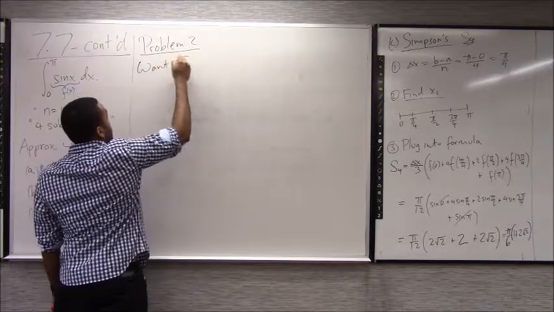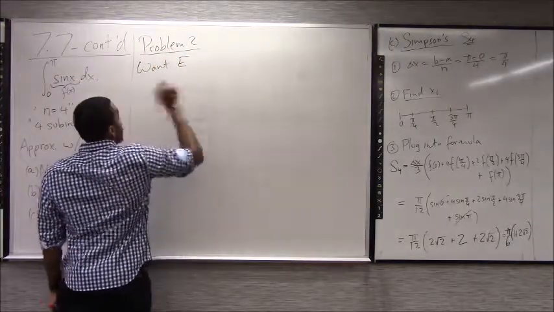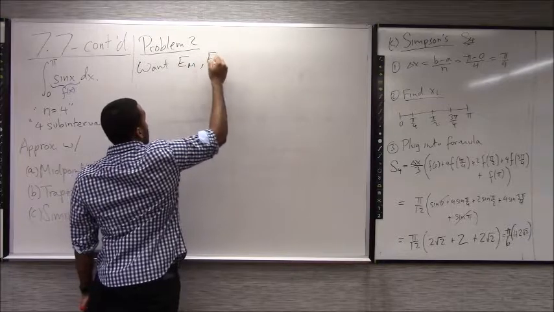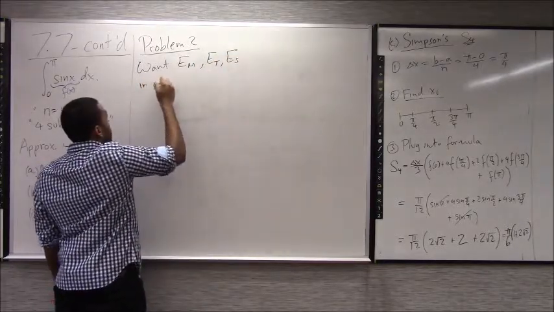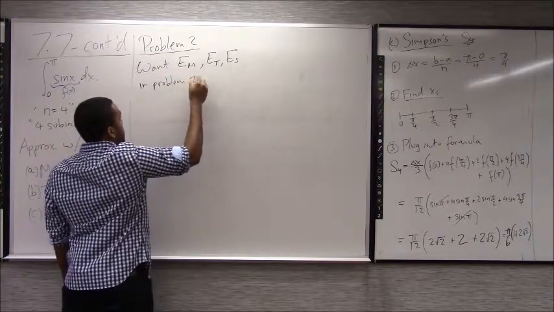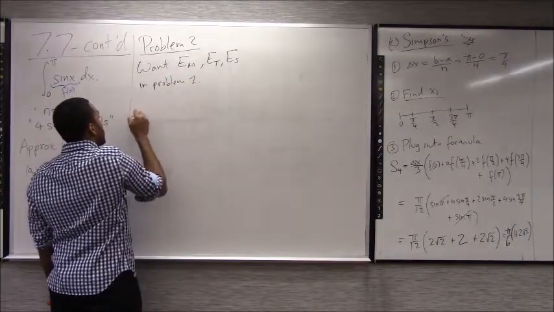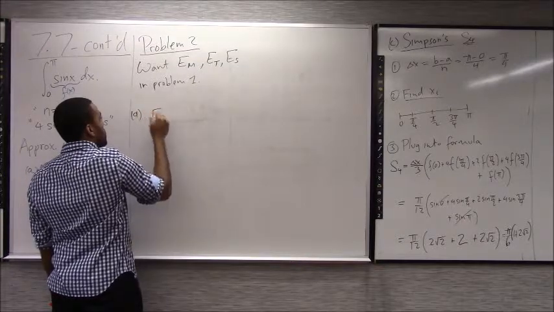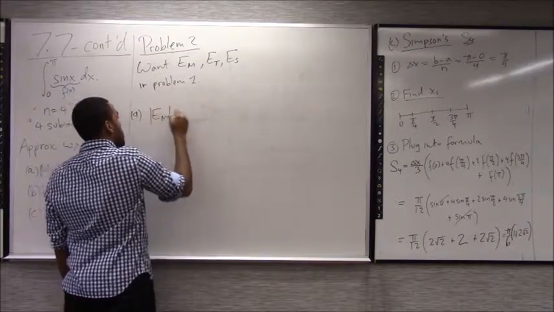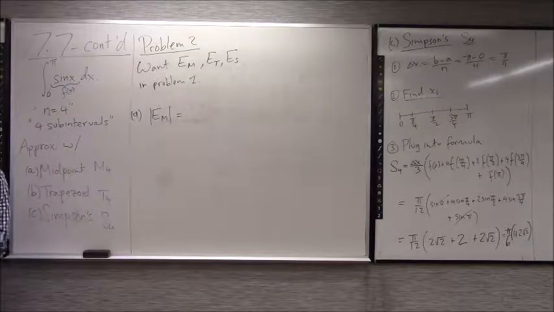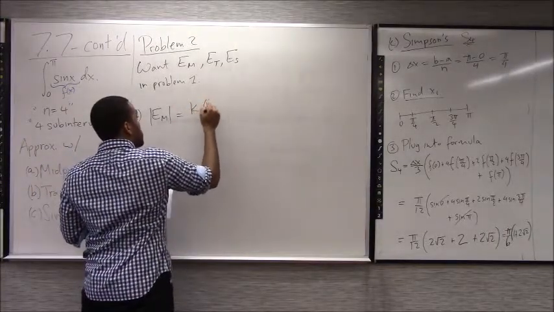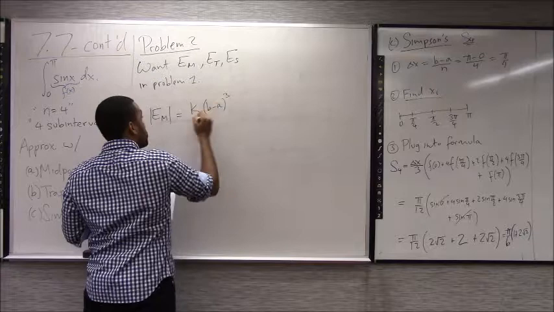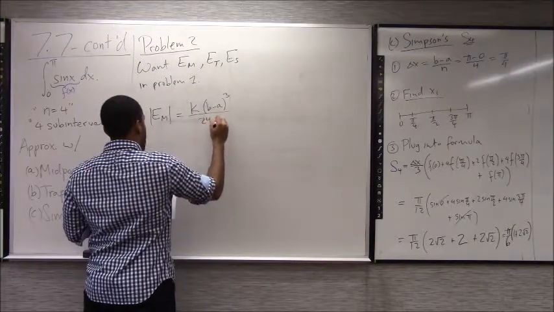Now we want, what is the error for the midpoint rule, the error for the trapezoid rule, the error for the Simpson rule in problem 1. So first let's do the midpoint. So you look at that rule that we have here. It's k times (b minus a) cubed over 24 n squared.